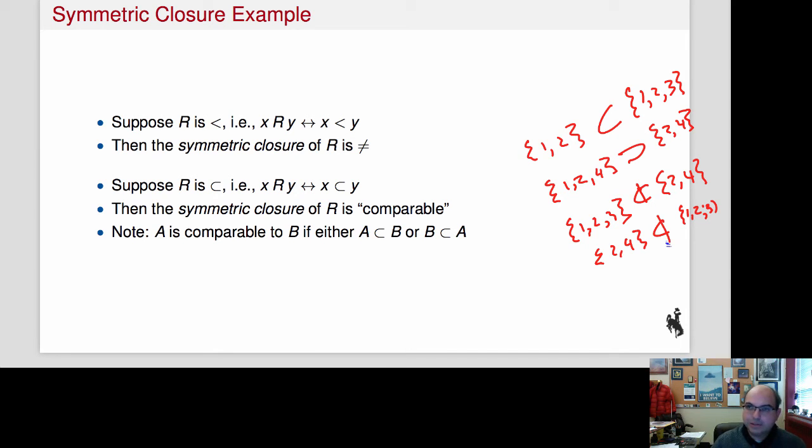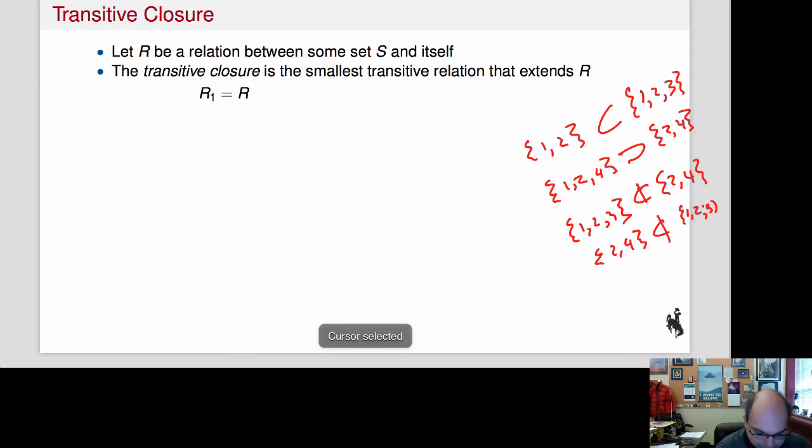Okay, and so those are actually not comparable. I can't compare the two because neither one is, quote, smaller than the other. So yeah, those are examples of symmetric closures.